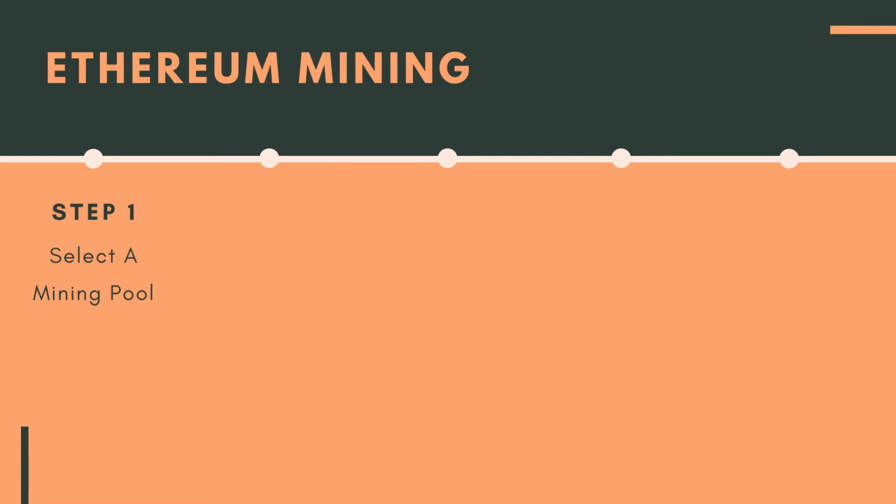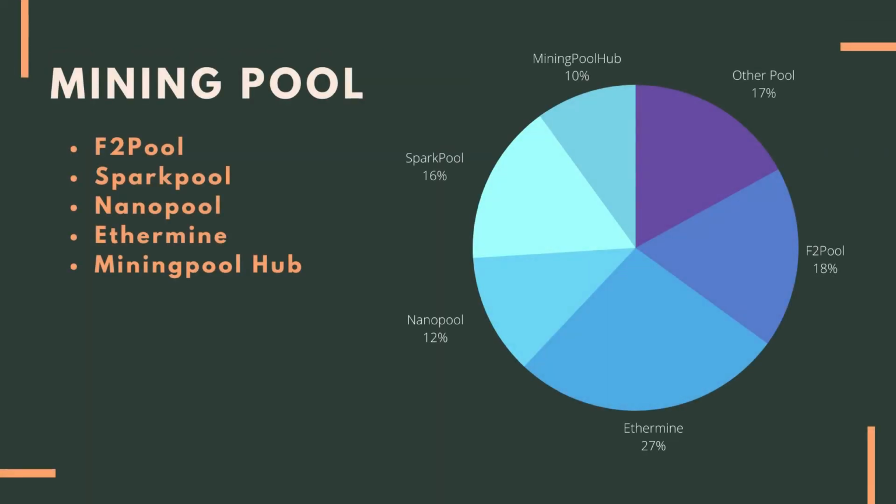By using a mining pool, you are sharing resources, which lowers the cost of running mining rigs. Depending on the quality and structure of the mining group, your chances of finding a block are massively improved. Some of the best mining pools include F2Pool, Sparkpool, Nanopool, Ethermine, and MiningPoolHub.